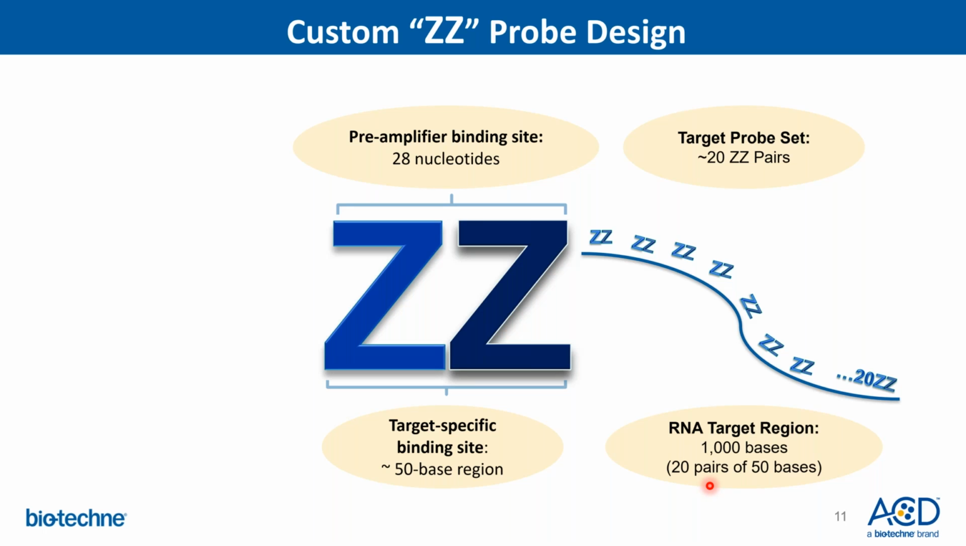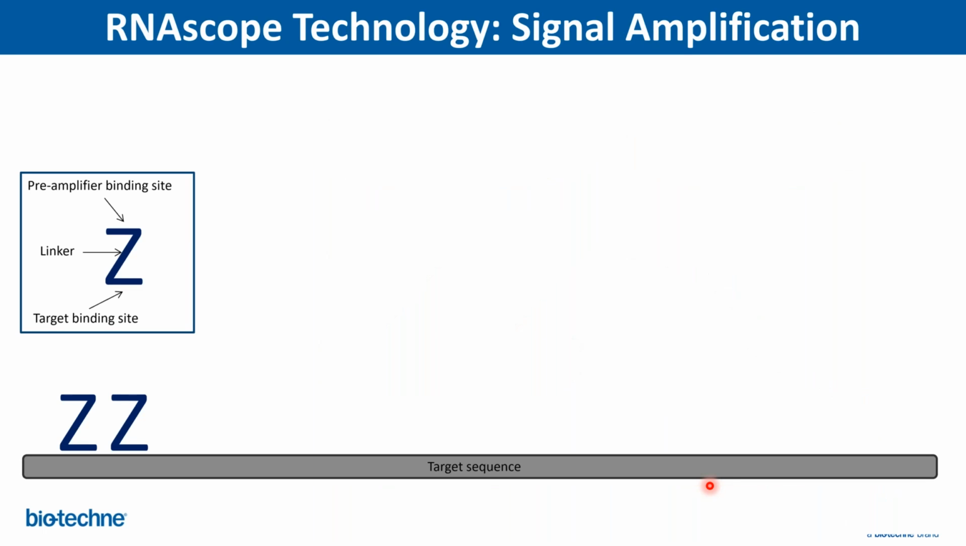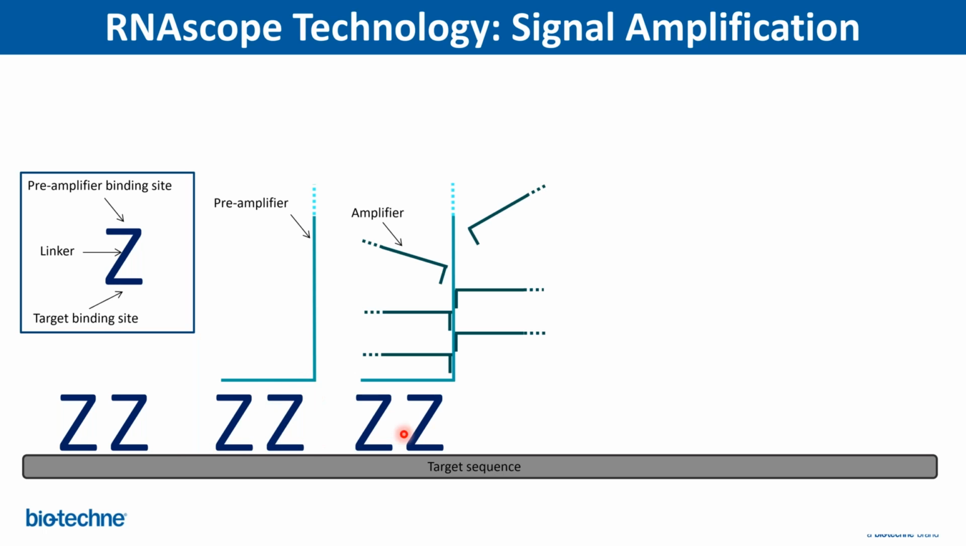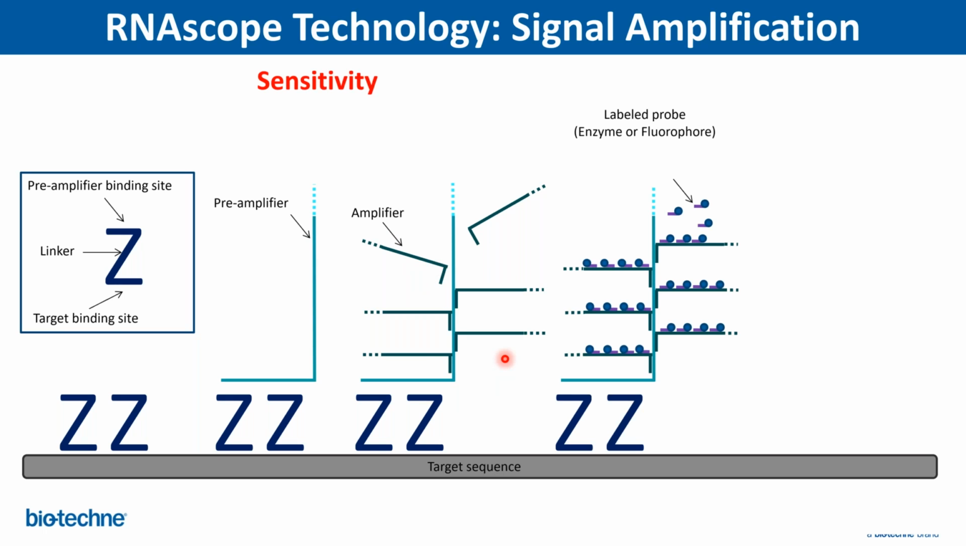The next thing, which is important, I would say, for every molecular detection technology is that it's got to be specific as well as sensitive. The RNAscope technology is sensitive, and the reason I say that is if we go back to the workflow, you have the double Zs binding to your target sequence, followed by the preamplifier binding to the top of the double Z probe, followed by binding of amplifiers to the preamplifier, forming the whole amplification tree, and then detection using an enzyme or a fluorophore. So this amplification system, or the amplification boost, is what provides the sensitivity to the technology.